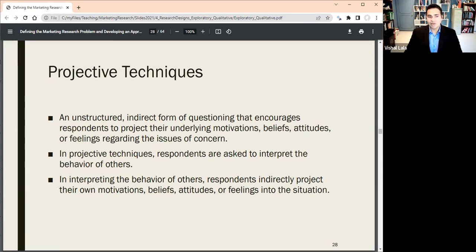So here the question is not posed directly, rather one interprets from the respondent's answers what they truly feel about something. And the reason for this is that often the respondent may not answer the question truthfully. This might be for various reasons. The issue might be sensitive, embarrassing, or they may not even be fully aware of how they feel about something. So in projective techniques, respondents indirectly project their own motivations, beliefs, attitudes, or feelings onto the situation.